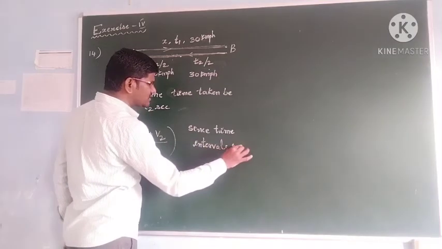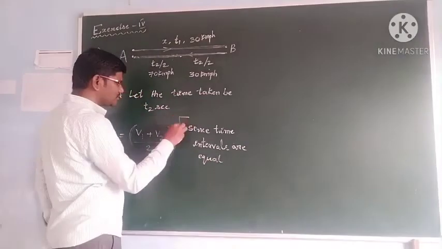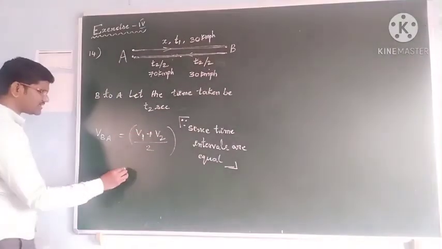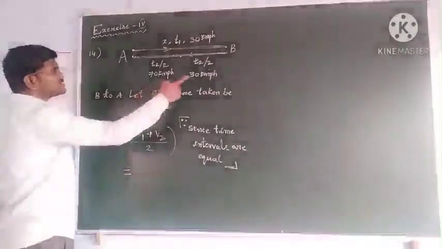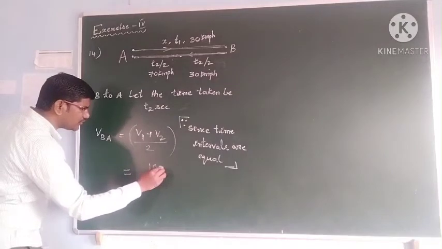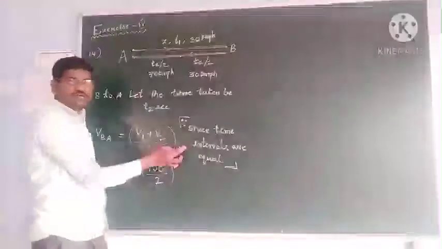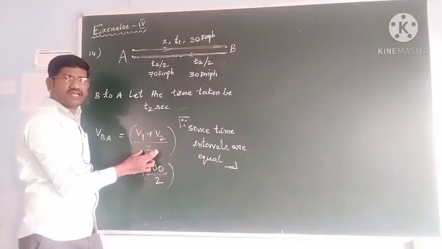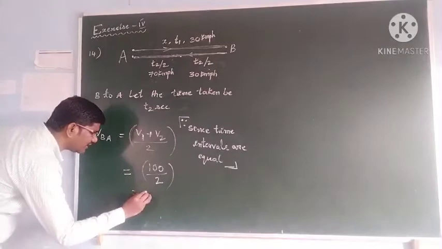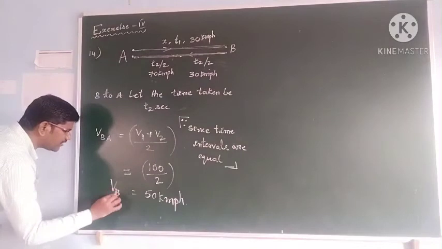Since time intervals are equal, what do you write students? Since time intervals are equal. So whenever the time intervals are equal, the average speed formula we have is (V1 plus V2) by 2. V1 is 30, V2 is 70. 30 plus 70 you will have 100, so 100 by 2. Simply, when time intervals are equal, it is the sum of velocities by the number of velocities, simply the average of speeds. So (30 plus 70) by 2, you are getting 50 kmph as the average speed for B to A.